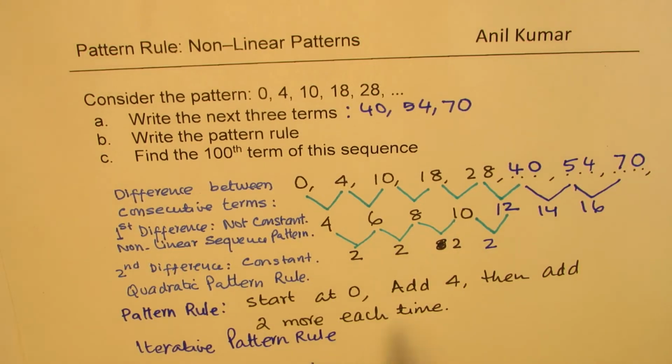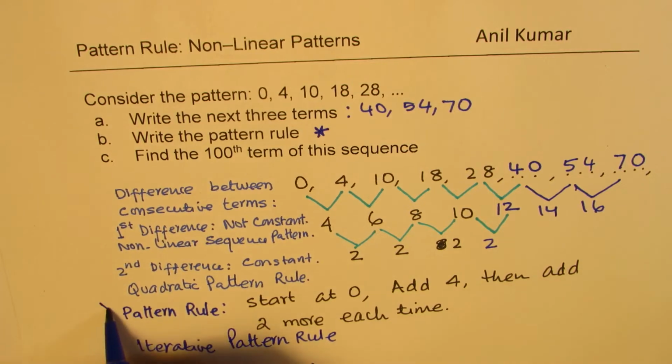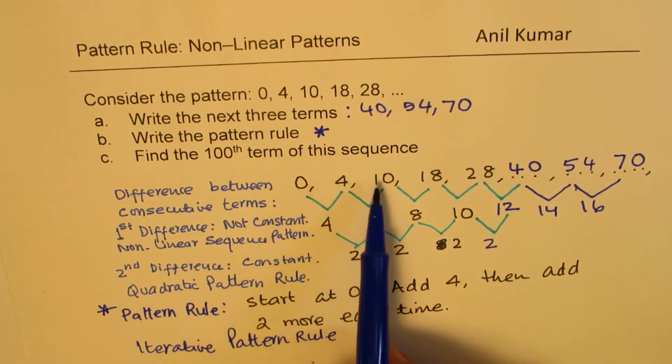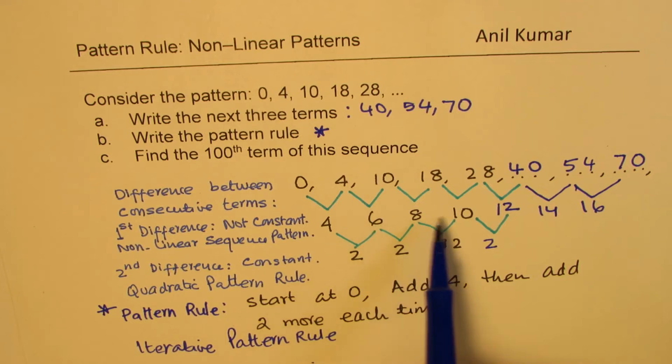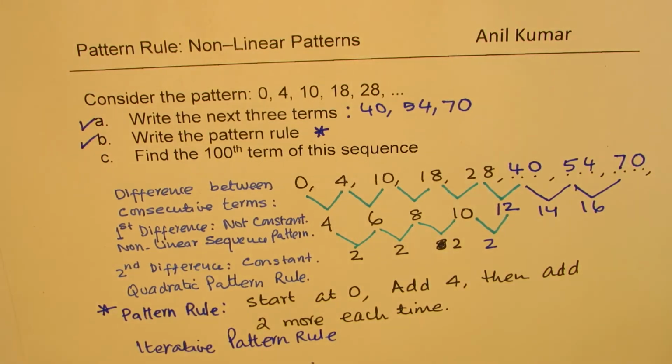Right? So that becomes our pattern rule. So let me write down the pattern rule is written right there. Start at 0, add 4, then add 2 more each time. That means 2 more than the previous time you added. So instead of 4, add 6, then 8, 10, 12, 14, 16, and so on to get the other terms in this pattern. Okay, so we have answered the first 2 parts of this particular question.